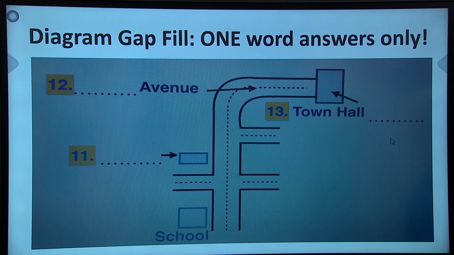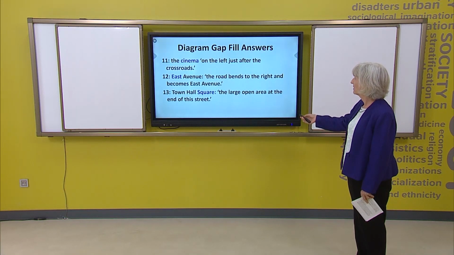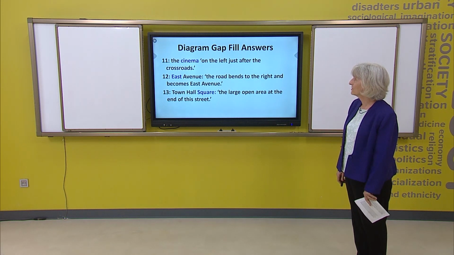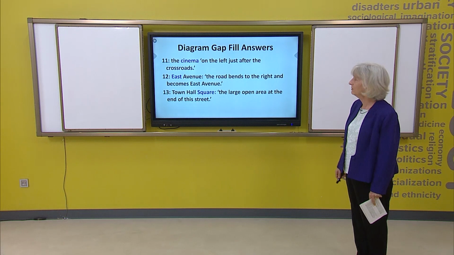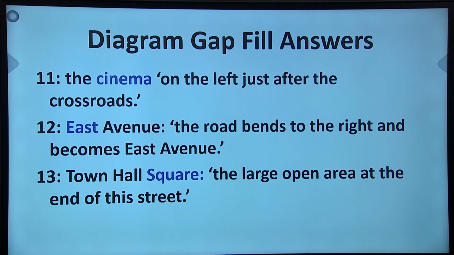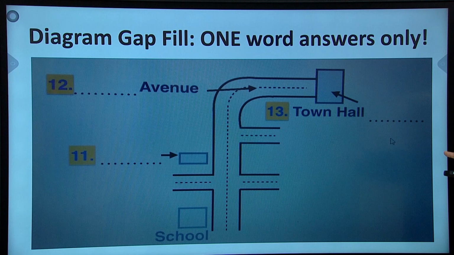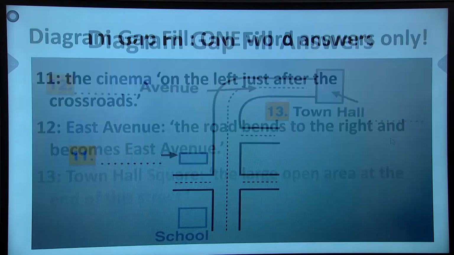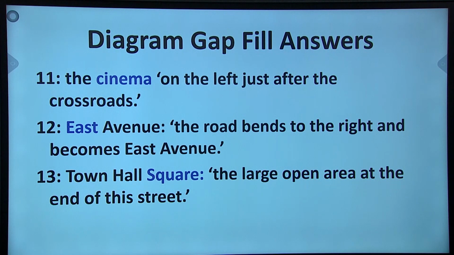Okay, so did you get the 3 answers? I hope you got the same as I'm going to show you now. All right. So the answers are in purple print. 11, the cinema. You can see number 11 there. The cinema, because they said on the left just after the crossroads, and that would have led you to understand which building was the cinema.